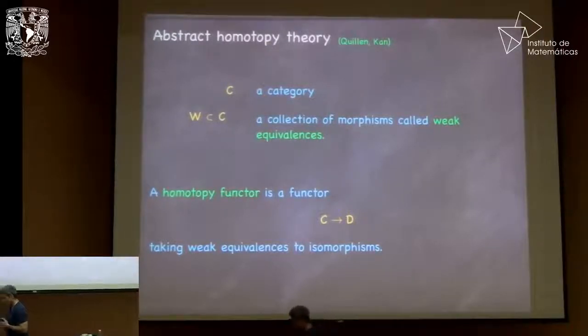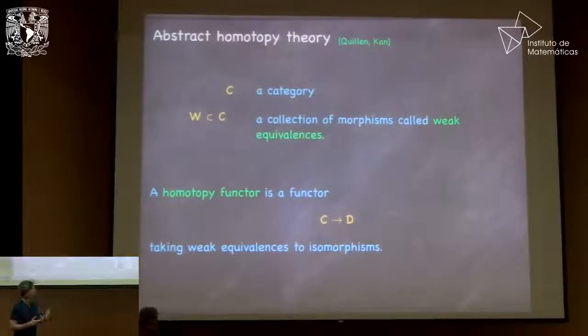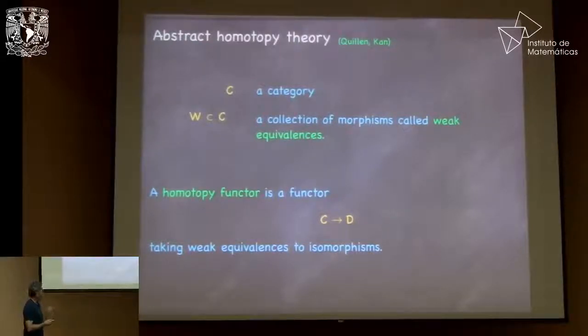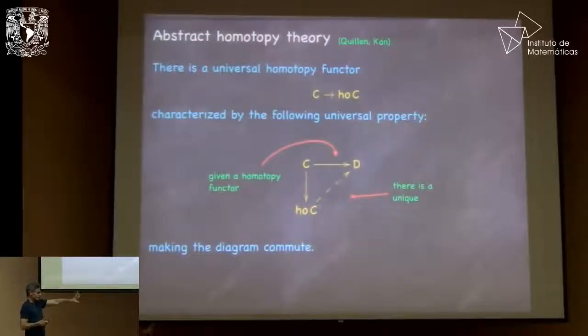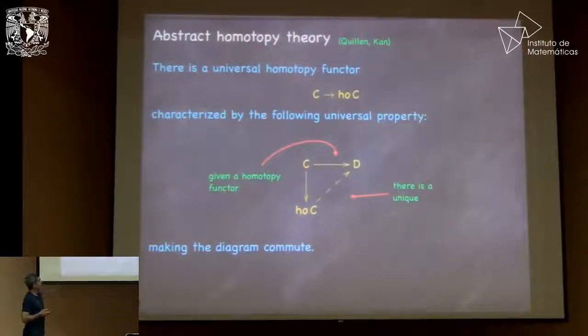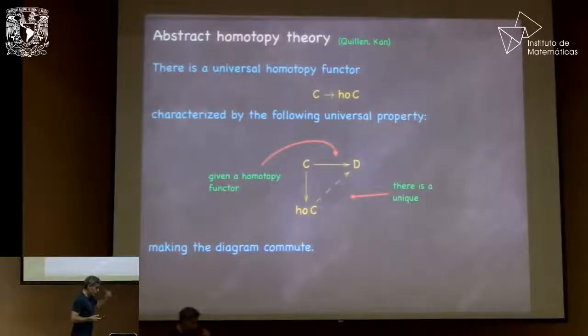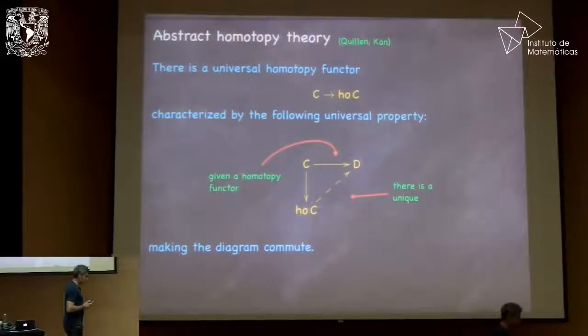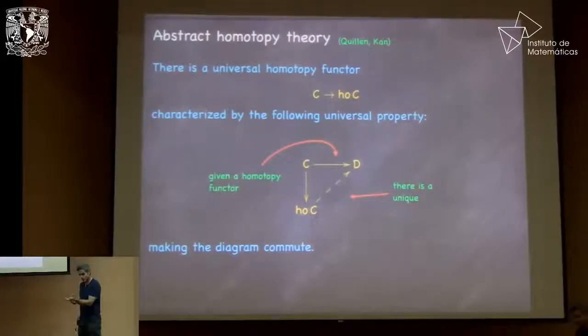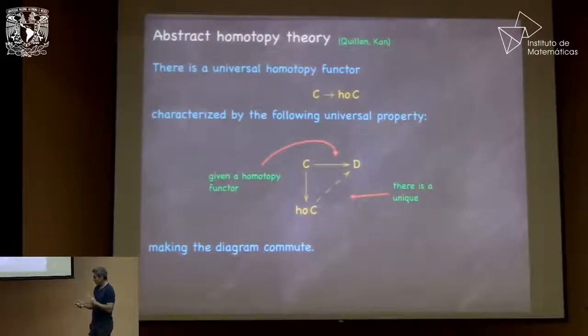So for instance, by Lindell's theorem, I'll get to that in a minute. That's the basic setup, and the other feature of abstract homotopy theory is that there's a universal homotopy invariant functor, a functor from your category to something called the homotopy category, which is universal for functors that don't see the difference between weakly equivalent objects. And so this is the general abstract setup.